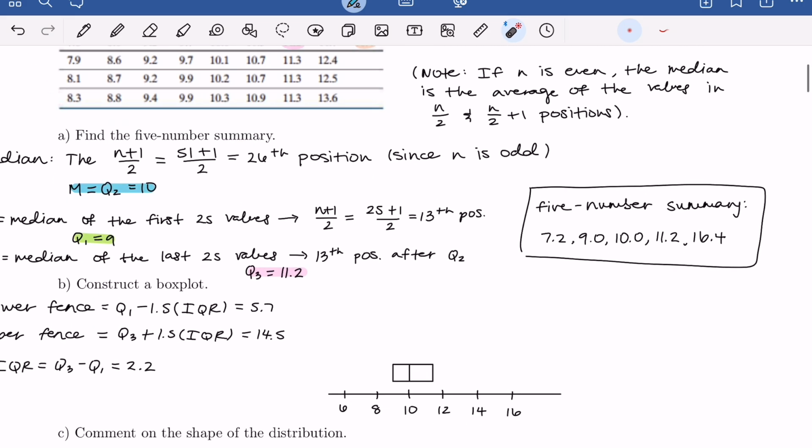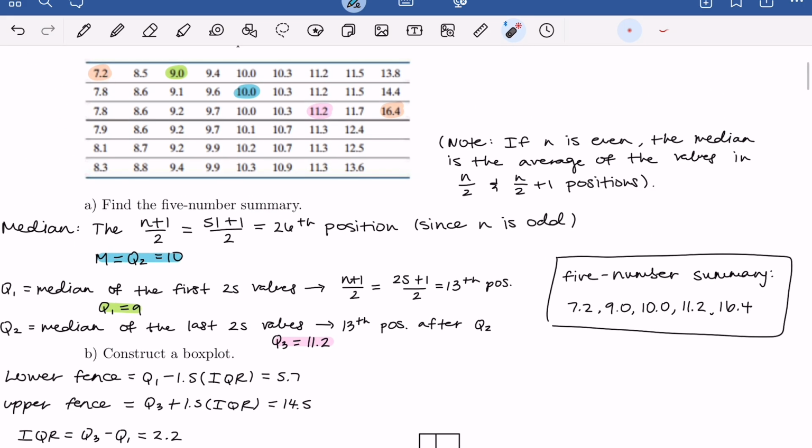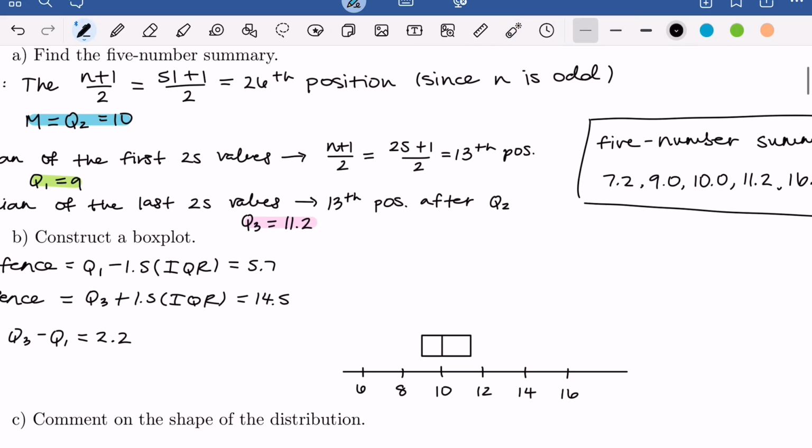Now going back to this example, notice that our minimum value is enclosed in this lower fence. We're saying our interval here, our lower fence is going to be this 5.7. That's kind of like our boundary. And our minimum value is enclosed in that. So we're just going to draw a whisker from the left-hand side of our box up to our minimum value of about 7.2 there.